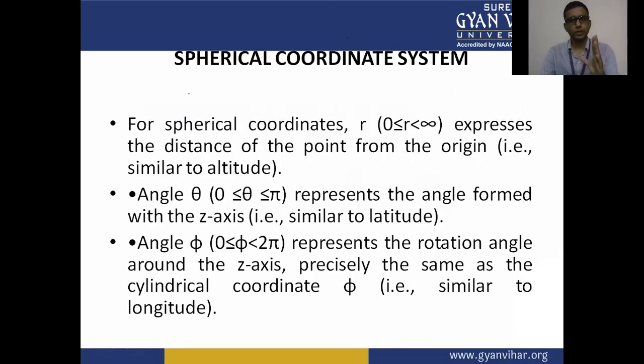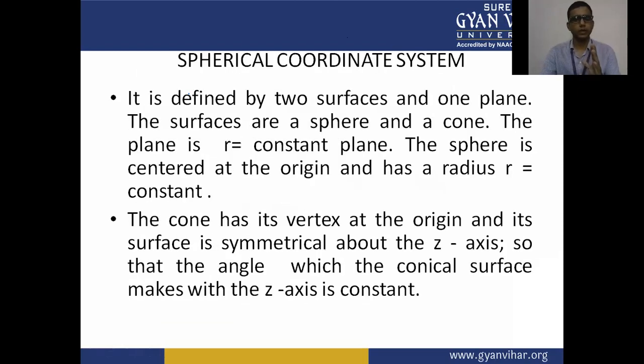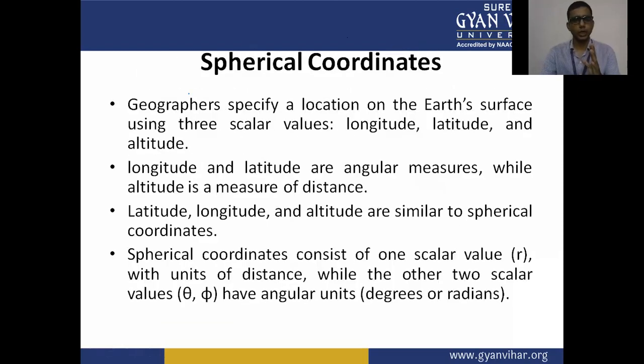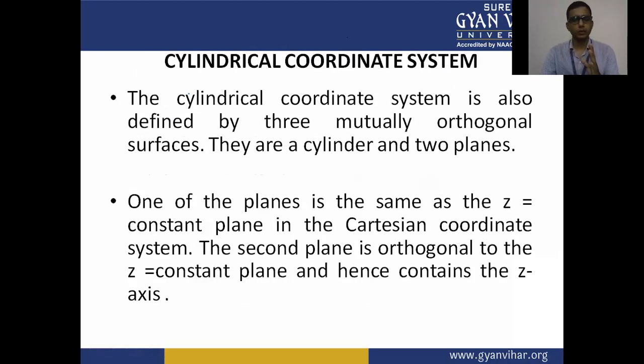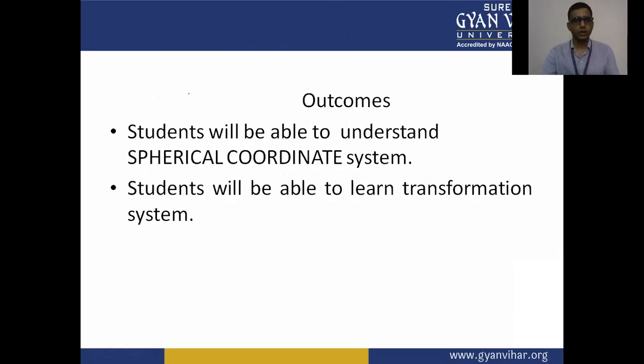After completion of this lecture, students will be able to understand the spherical coordinate system, as well as convert the transformation from spherical coordinates to Cartesian, or Cartesian to the spherical coordinate system. They are also able to understand the relationship between the cylindrical coordinate system and the rectangular coordinate system, and rectangular to cylindrical coordinate system.